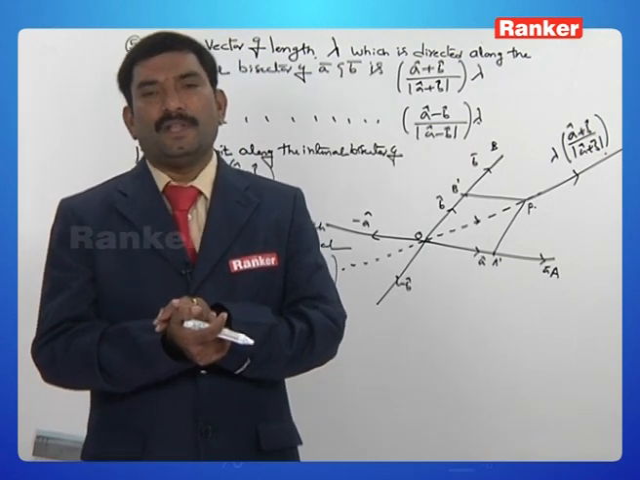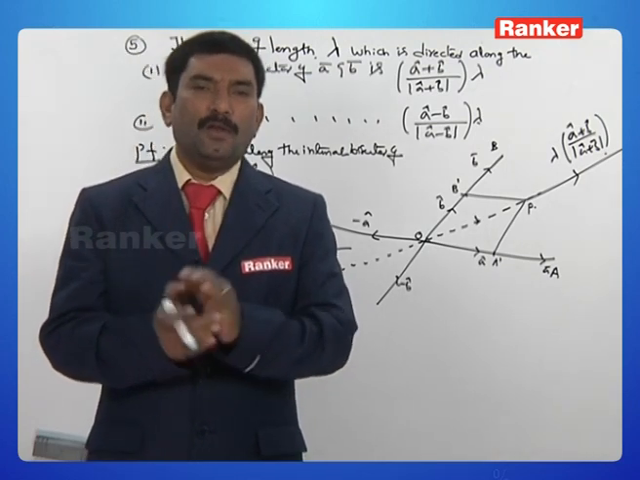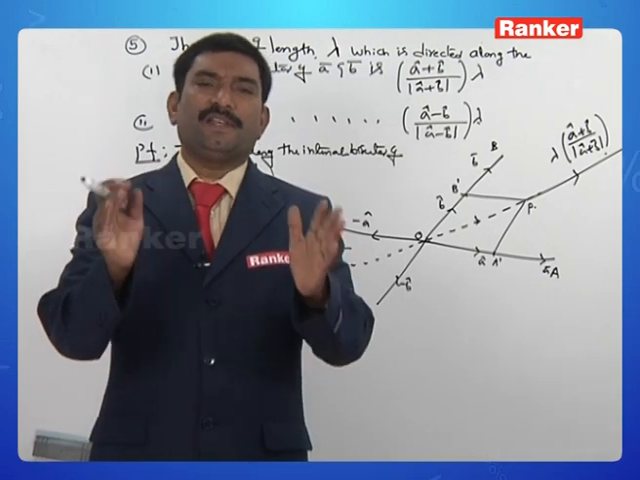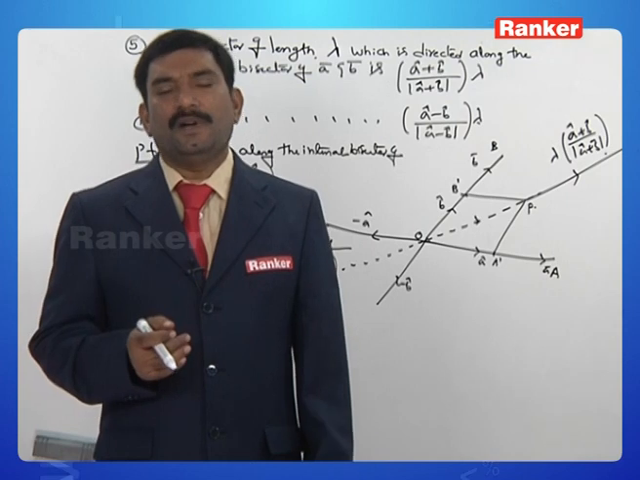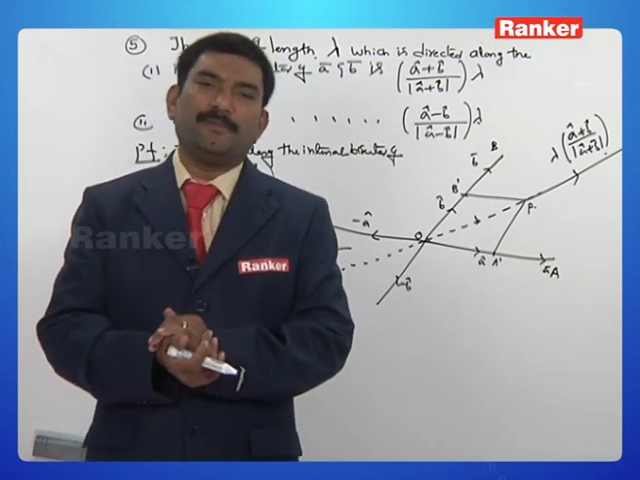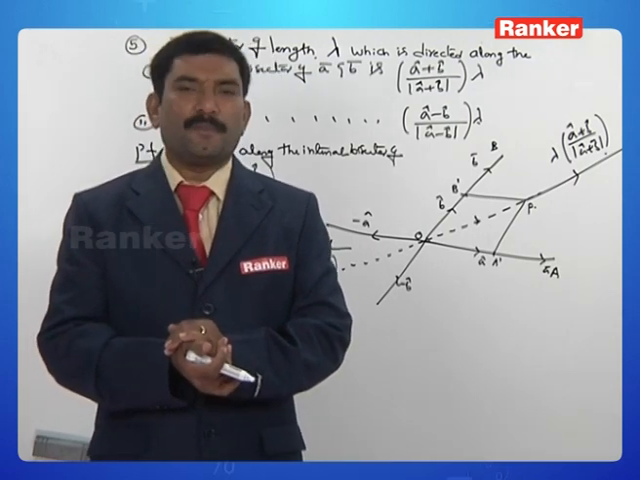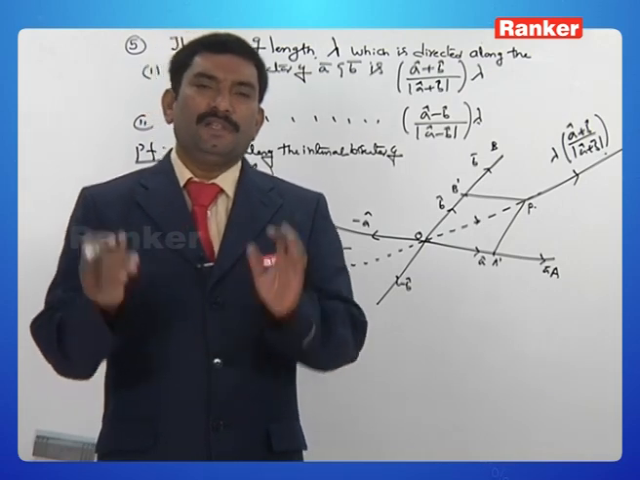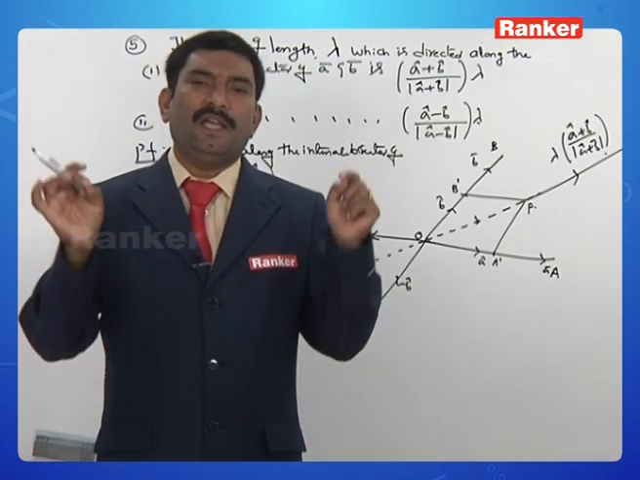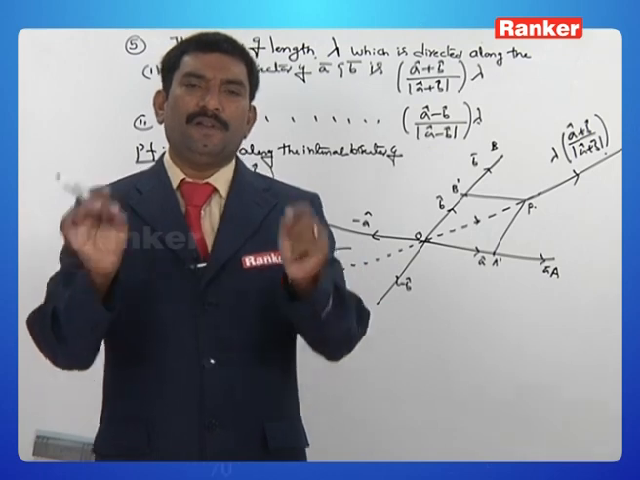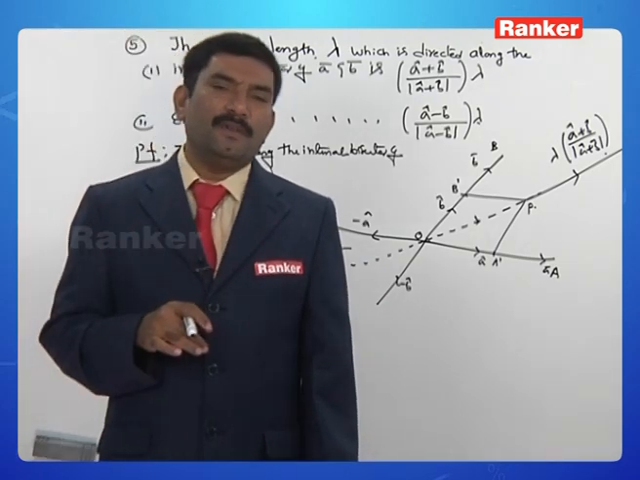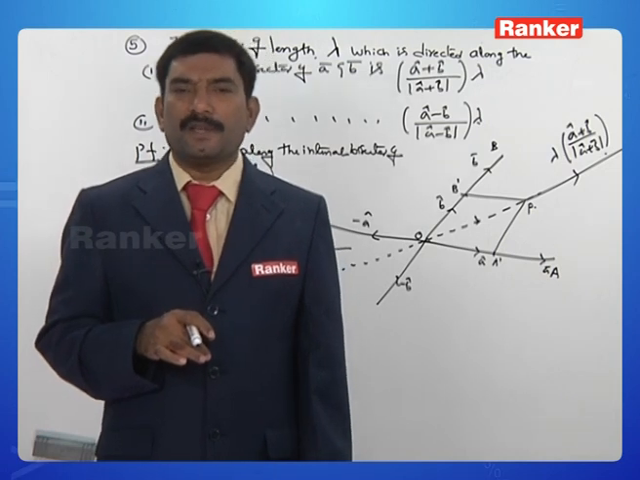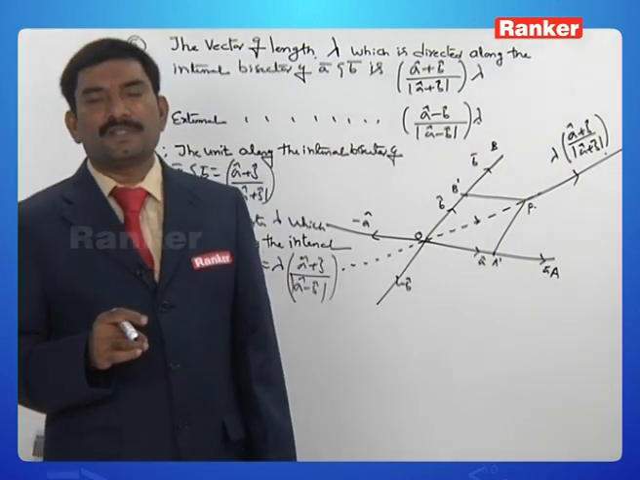Next, we went for the unit vector along the internal bisector of a bar and b bar, which is (a cap plus b cap) by modulus of (a cap plus b cap). Next, the unit vector along the external bisector of a bar and b bar is (a cap minus b cap) by modulus of (a cap minus b cap).